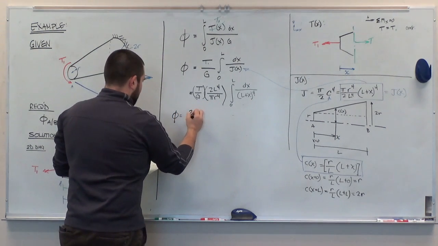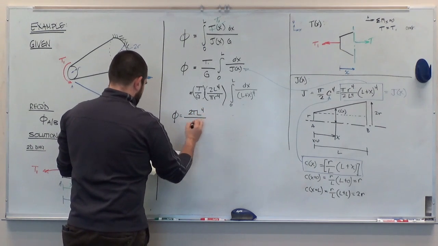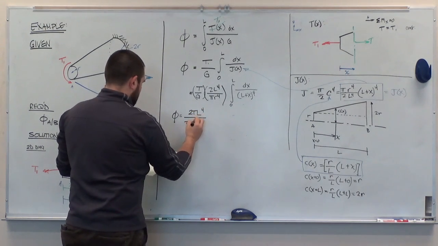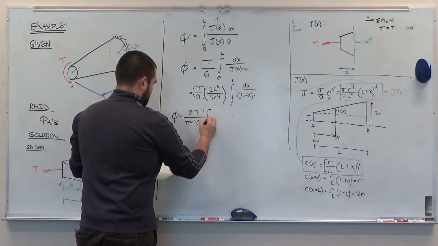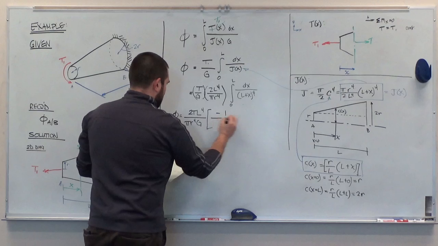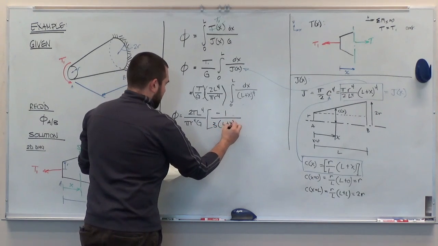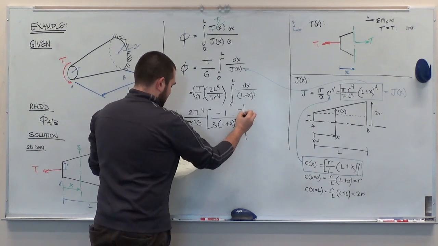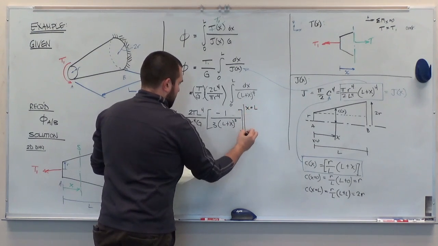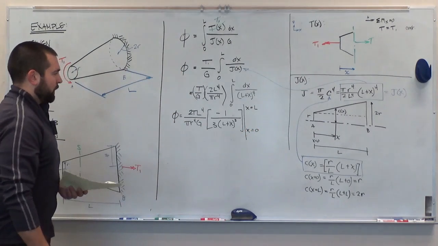I'm going to simplify it a little bit. It'll be 2 times the torque times L to the 4th divided by pi r to the fourth times the shear modulus times the quantity -1 divided by 3 times L plus x to the third. And this will be evaluated at x is equal to L, and evaluated at x is equal to 0, and we take the difference between the two.